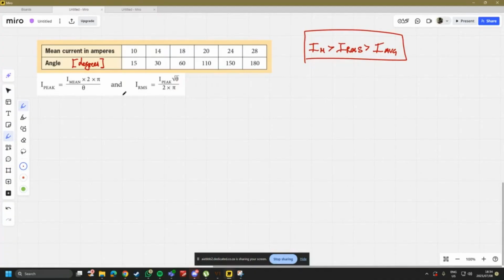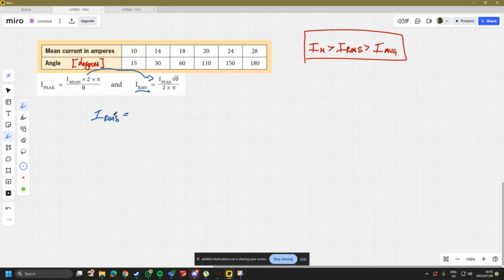Okay. Another thing here is that for some reason they want you to just calculate the RMS. This means you now need to calculate the peak and then the RMS. You can actually change this into one formula if you want. I think it's going to be a little bit easier. You can take the mean current, or the peak current, and substitute this into there.